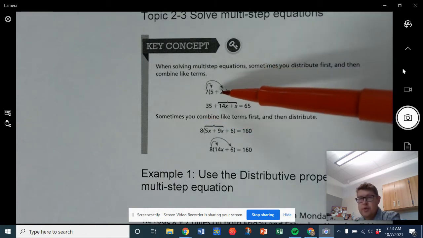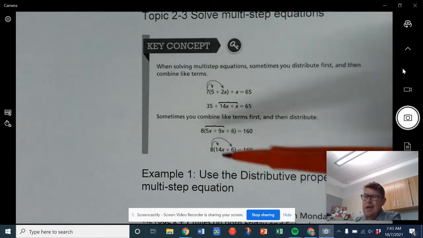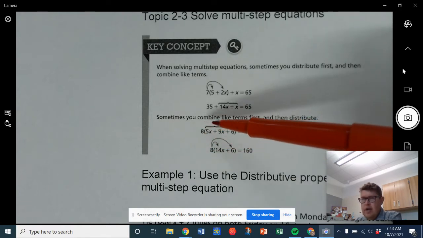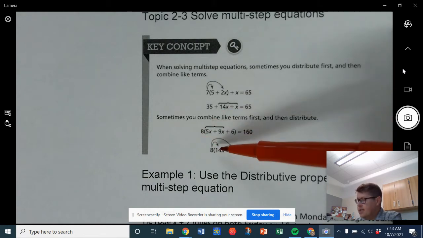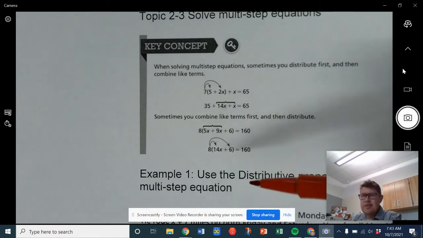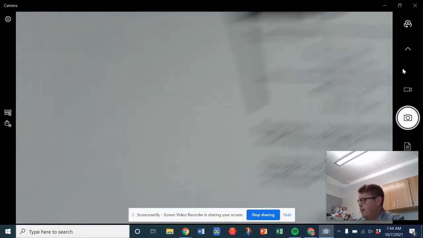So this is an example where you distribute first. This is an example where you combine like terms first. So you could add that 5x and that 9x to get 14x, and then multiply. I mean, you could distribute first if you wanted to and get 40 and then 72, which is 112, and that's what 8 times 14 is, the same thing. It's going to get you the same answer, but distributing first or combining like terms first, if you need to, is probably a little bit easier. I don't know. Six of one, half a dozen of the other.